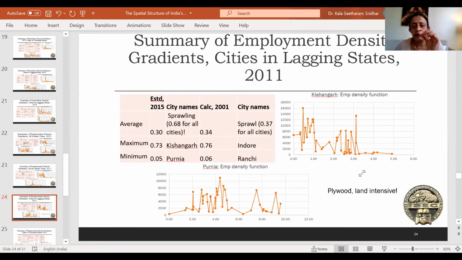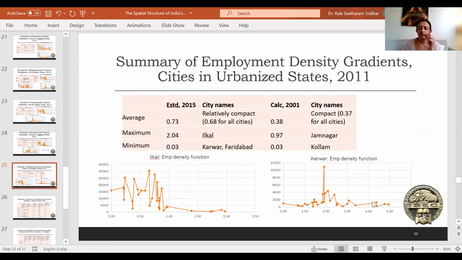So this is a summary of employment density gradients for cities in lagging states. No doubt here, both our calculated gradients and our estimated gradients indicate sprawl, right? So this is 0.68 for all cities in 2015, whereas for the lagging states' cities, this value is only 0.3. And this particular town in Bihar, one of India's most lagging states, is the most suburbanized. I found that the primary product exported out of this region is plywood, and it tends to be land intensive. This could be one reason why it is sprawling.